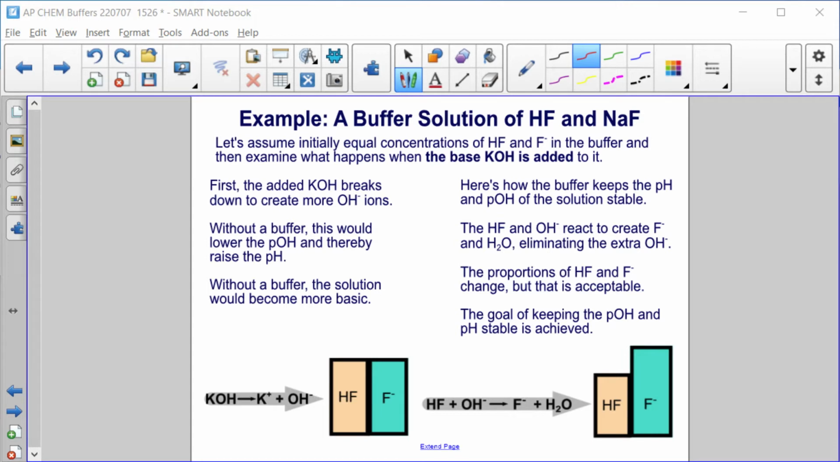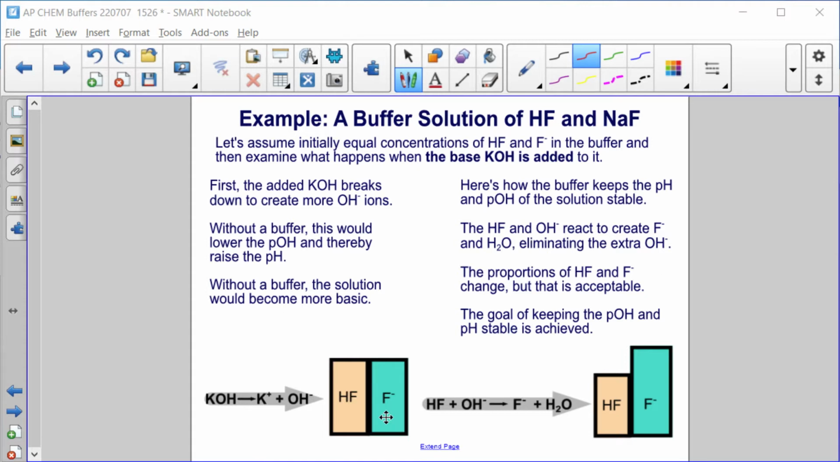So here's first our equal concentrations of HF and F-. So first, the added KOH breaks down to create K+ and OH- ions. Without a buffer, this would lower the pOH and raise the pH. Without a buffer, the solution would become more basic. Here is how the buffer keeps the pH and pOH of the solution stable.